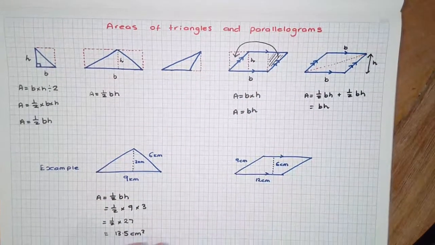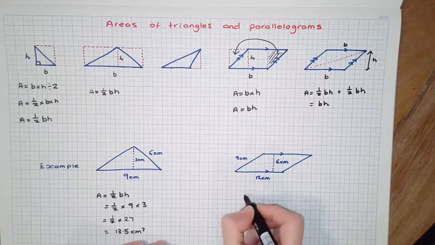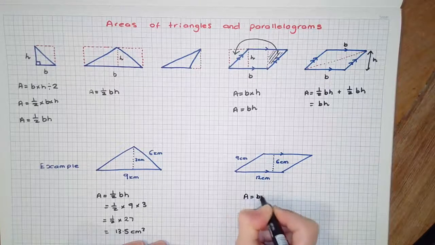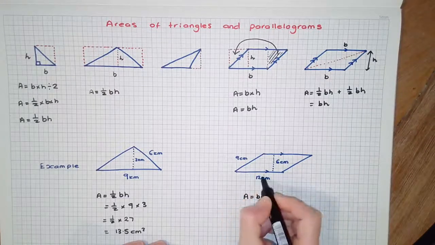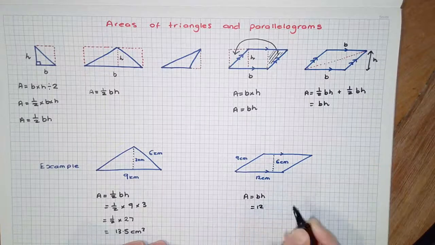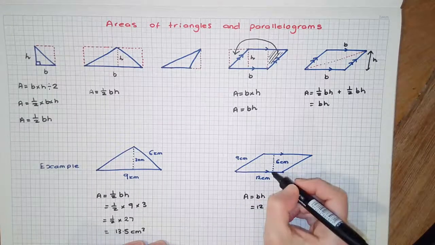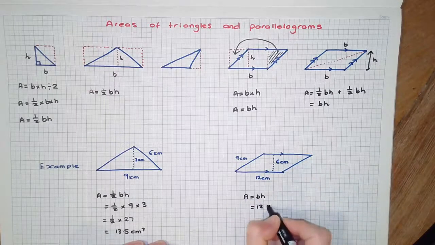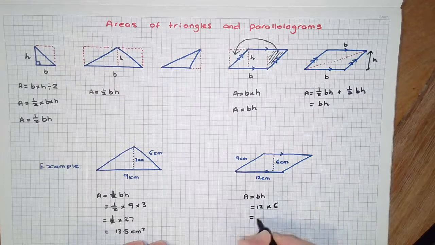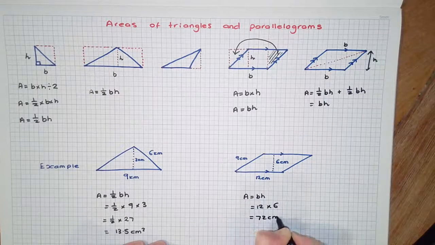Let's use this formula. For this parallelogram, to find the area, it's just base times height. The base is 12 centimeters and the height, which must be perpendicular to the chosen base, is 6 centimeters. Therefore, the area is 72 centimeters squared.